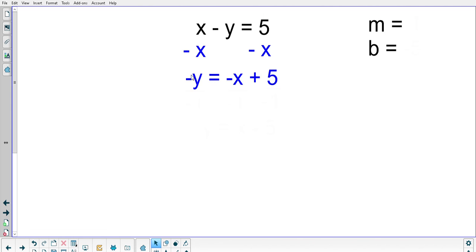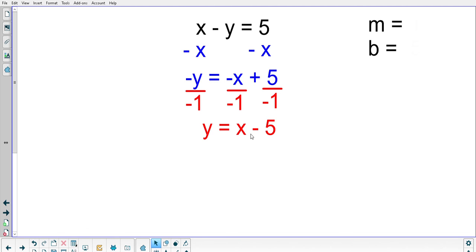We don't want a negative y. We want a positive y. And like we've talked before, there's the ghost of 1 standing here, because we can multiply anything by 1 and not change its value. So what they're really doing is multiplying y by a -1. So to undo that, we need to divide by a -1. So we're going to divide every term in here by a -1. When we do, basically what happens is it just changes the sign on each one of the terms. So now we have y is equal to x minus 5.